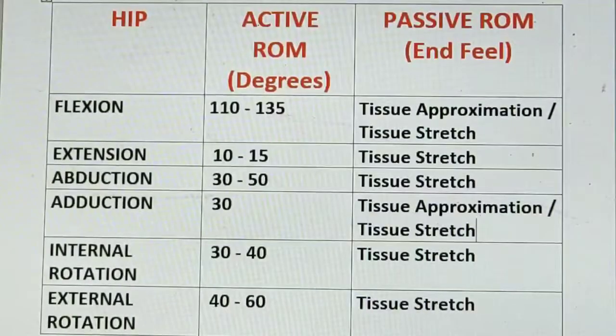Okay, so for the external rotation of the hip joint, the active range of motion in degrees is 30 degrees to 40 degrees, and the passive range of motion end feel is tissue stretch. Now for the internal rotation of the hip joint, the active range of motion in degrees is 40 degrees to 60 degrees, and the passive range of motion end feel is tissue stretch. Here you go, guys. These are the normative values of the range of motion of the hip joints.